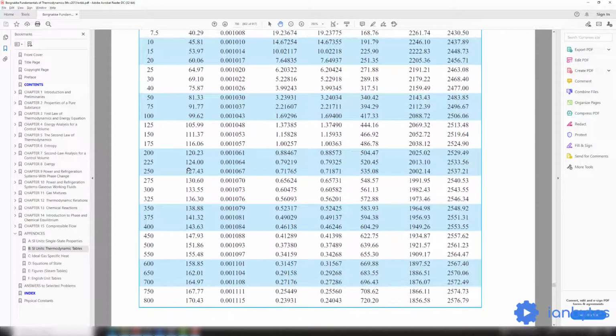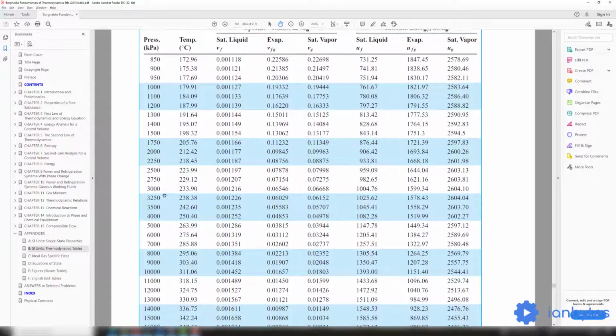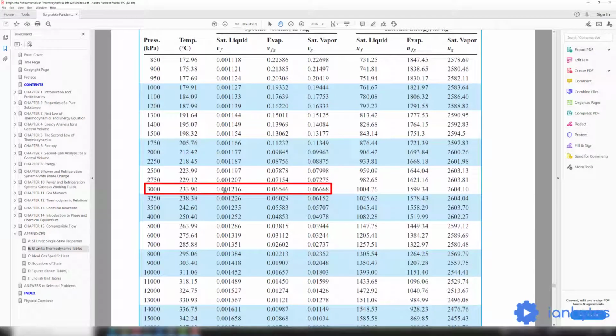We have 3,000 kilopascals. And as we can see over here, at 3,000 kilopascals, the saturated liquid volume is equal to 0.001216 cubic meters per kilogram. And the saturated vapor volume is 0.06668 cubic meters per kilogram. So makikita natin na yung actual specific volume ng ating system ay somewhere in between VF and VG, which means that it is saturated mixture. Take note, if the actual value of your specific volume is in between your lower boundary VF and your upper boundary VG, then it is saturated mixture.